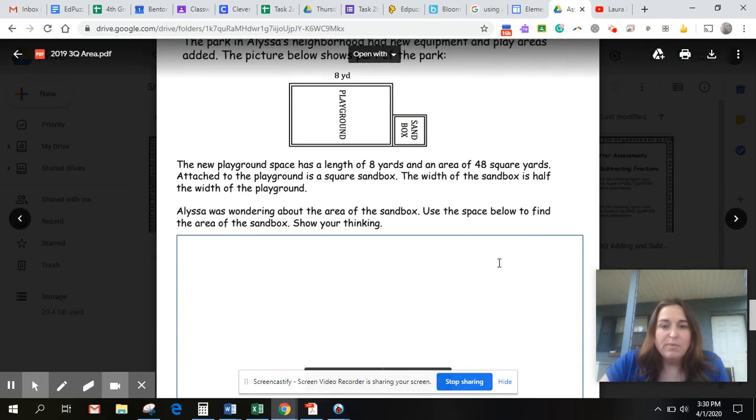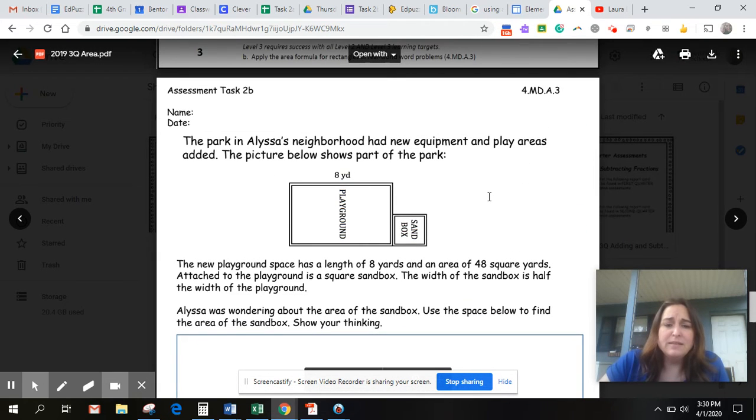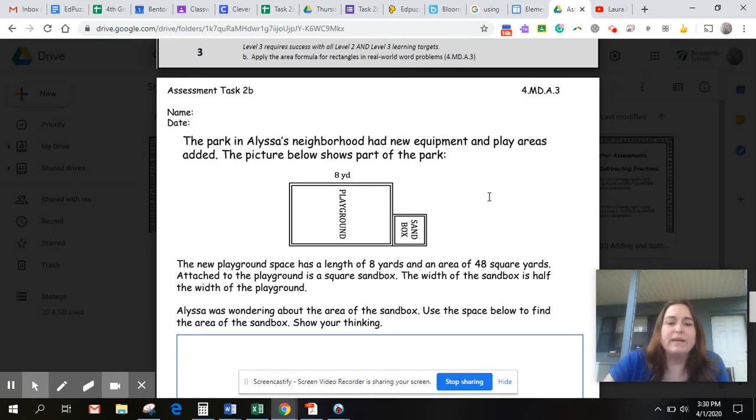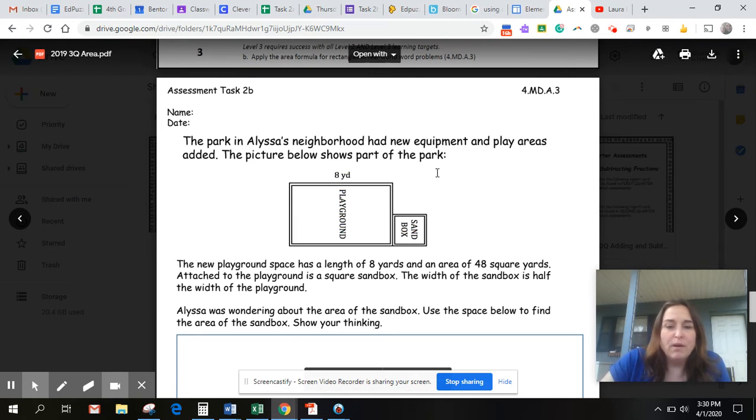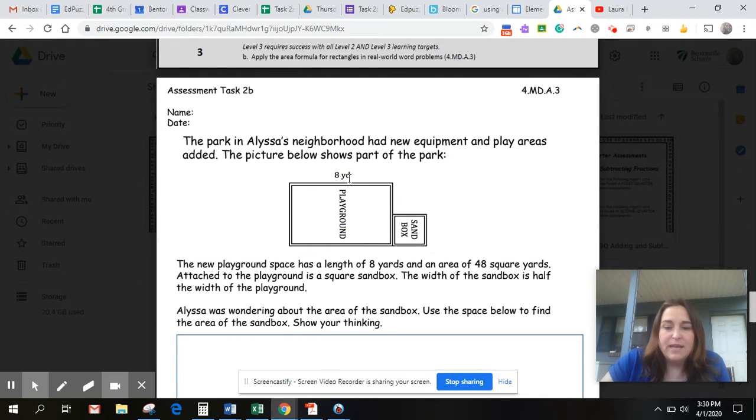So looking at our problem above, the park in Alyssa's neighborhood had new equipment and play areas added. The picture below shows part of the park. The new playground space has a length of 8 yards and an area of 48 square yards. Attached to the playground is a square sandbox. The width of the sandbox is half the width of the playground.